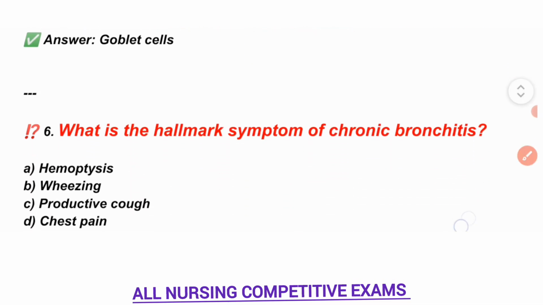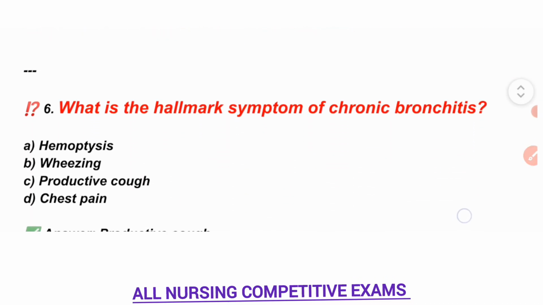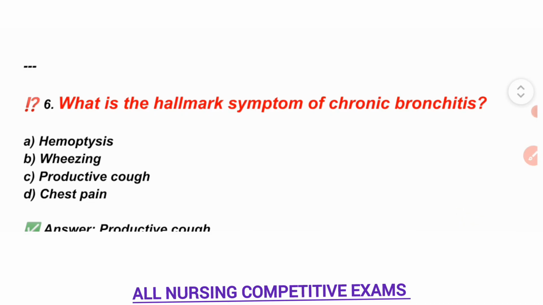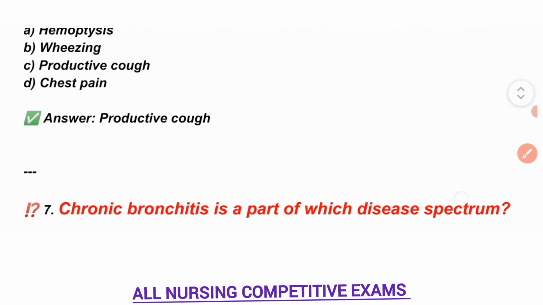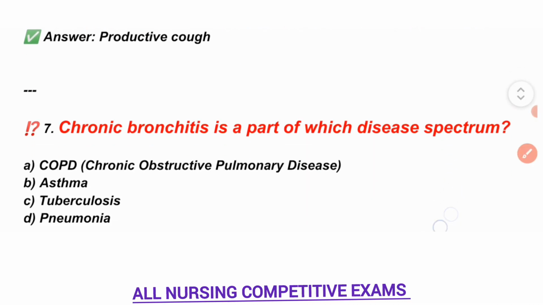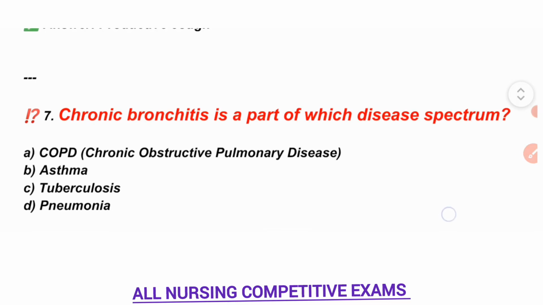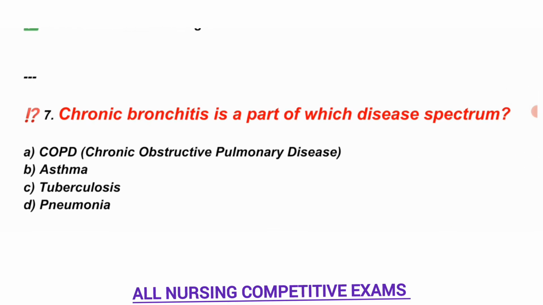Question number 6. What is the hallmark symptom of chronic bronchitis? Right answer is option C, productive cough. Question number 7. Chronic bronchitis is a part of which disease spectrum? The right answer is option A, COPD, chronic obstructive pulmonary disease.